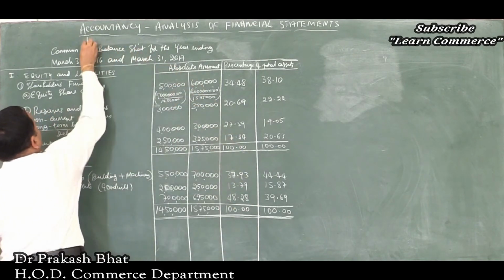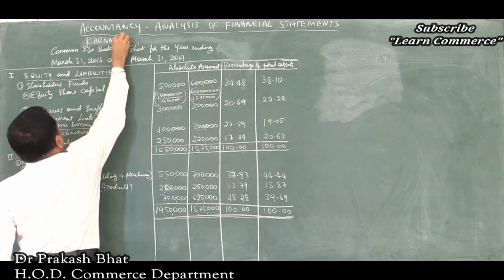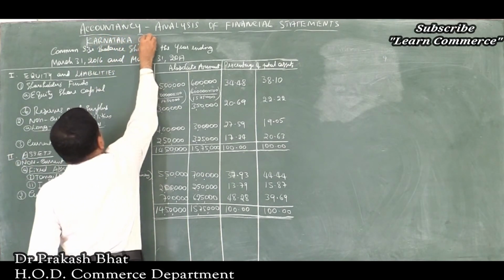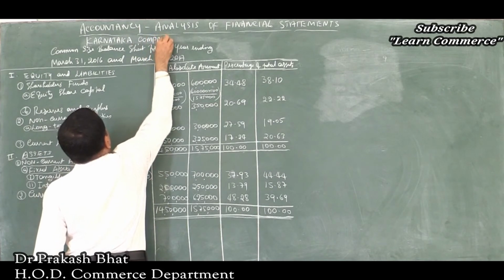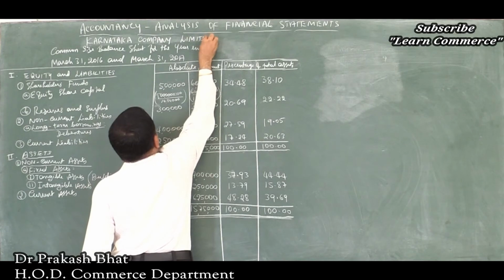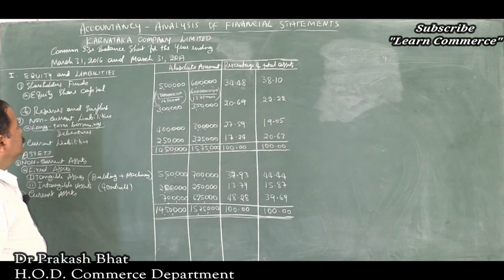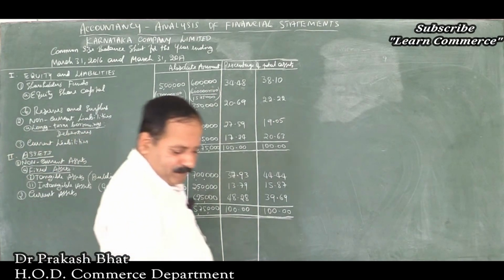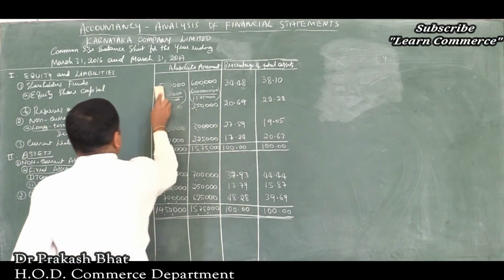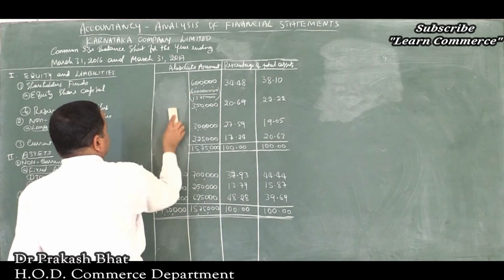Karnataka Company Limited. Start drawing the columns. Karnataka Company Limited, right? Yes. Same date, 31st March 2016 and 31st March 2017. So I will do changes here itself. Figures I will delete, right? Yes, draw the columns, quick, do it fast.